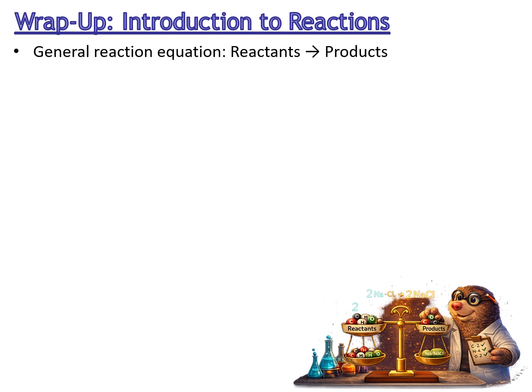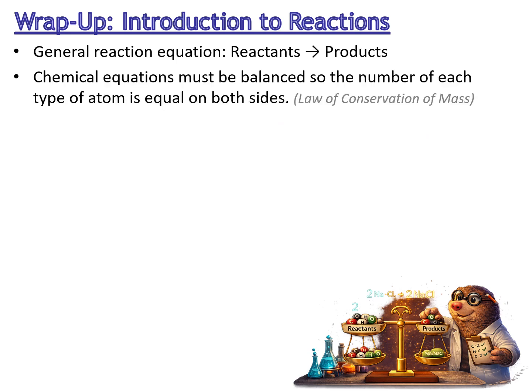All right, so wrap up. So remember, the general reaction equation is the reactants are going to rearrange to produce the products. The reason why we have to balance chemical reaction equations is due to the law of conservation of mass. You don't want to be destroying your atoms or creating atoms out of nothing. You have to have the same number of each type of atom on both sides.